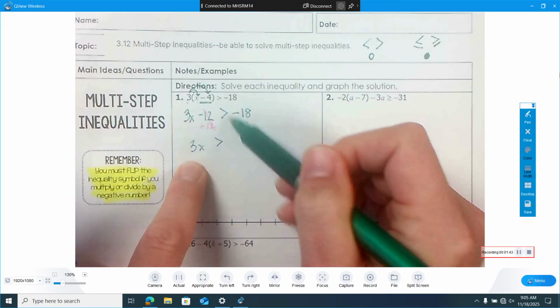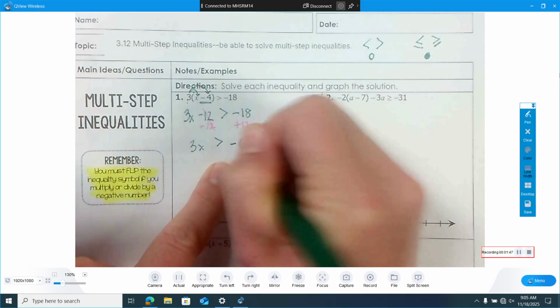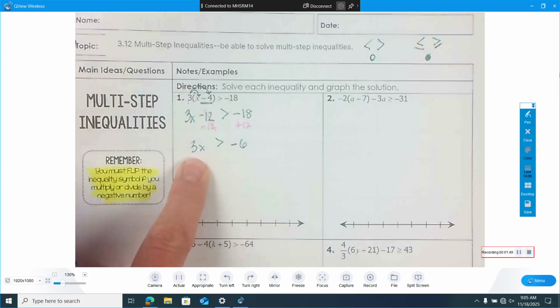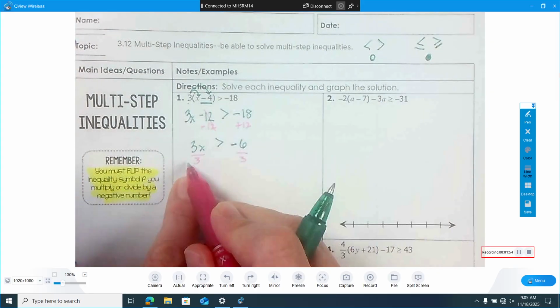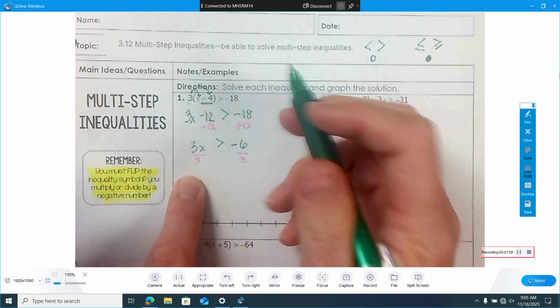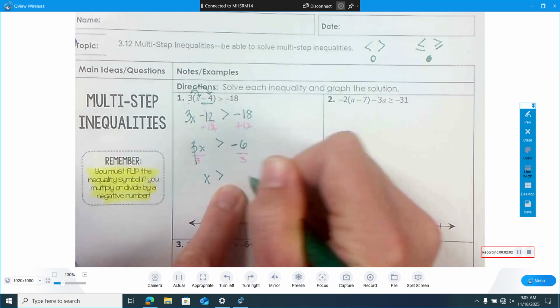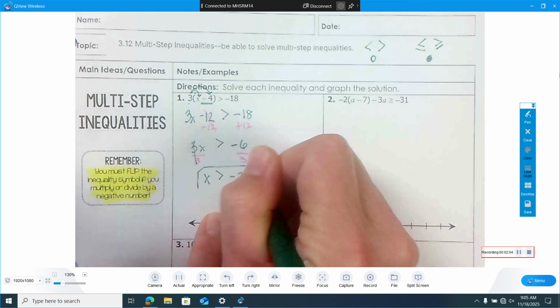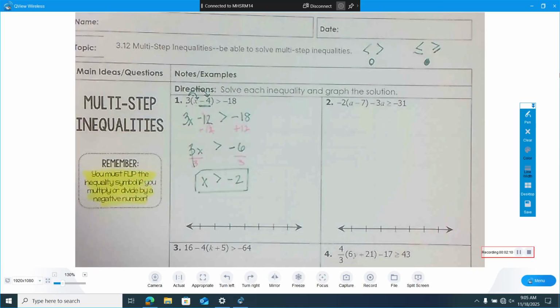Now, who wins on the right-hand side? Negatives win by 6. Beautiful. Now, how do we get x by itself? Divide by 3, divide by 3. Now, we're dividing by a positive number. Do I need to flip the symbol? No, I don't. It's totally fine the way it is. So, x is greater than negative 2. And there is our inequality statement. That is the thing you might have to plug in on Delta Math.